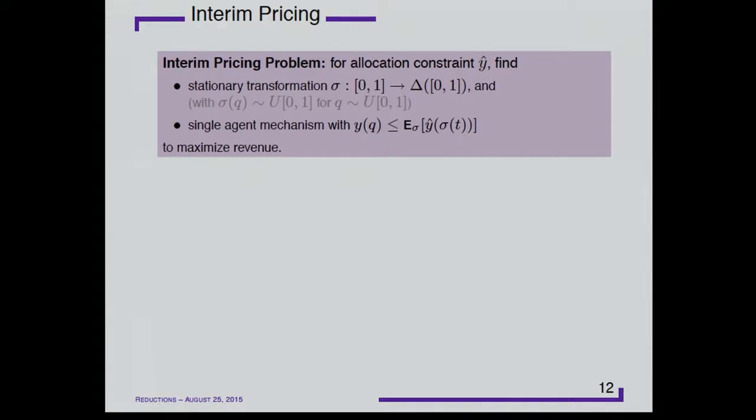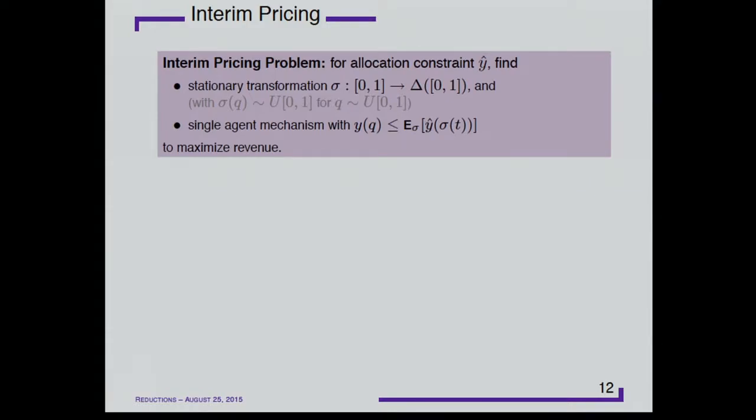Okay, and what I would like you to do is come up with a stationary transformation from quantiles to quantiles, so from 0, 1 to 0, 1, that is stationary. So if I take a random quantile from uniform 0, 1 and I put it in my transformation, I get a random variable that's also uniform 0, 1.